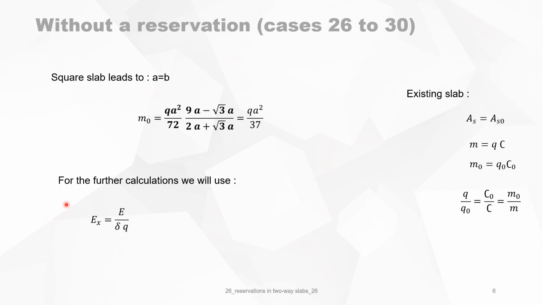So for all the further calculations, we will use EX. It's E divided by delta Q, and DX divided by delta M. So it means when E is equal to D, then M is Q times EX over DX. And then we define bearing capacity as 100 times the ultimate limit load divided by the ultimate limit load without the reservation in the slab, or 100 times M0 divided by M because of this relationship.